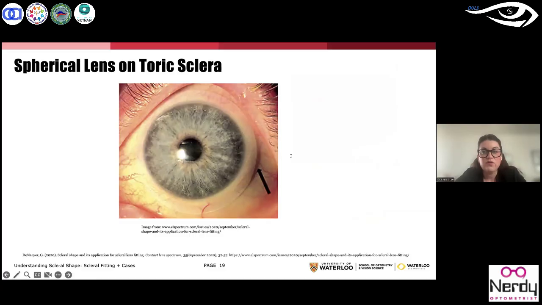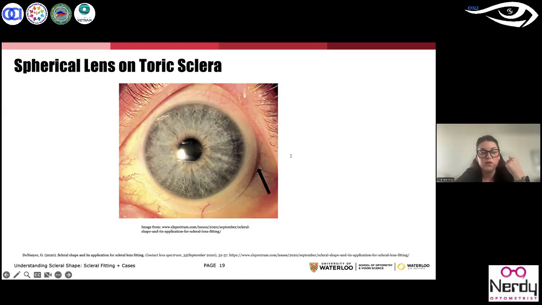And then if we look at this picture of a spherical lens on a toric sclera, this is where your slit lamp skills are going to come in handy. We can see where there's edge lift towards that temporal part of the eye there. So the sclera is steeper there. We're going to need to steepen that edge. You can really see that shadow.